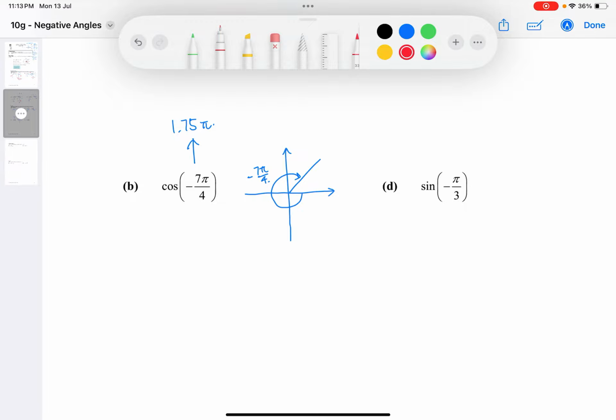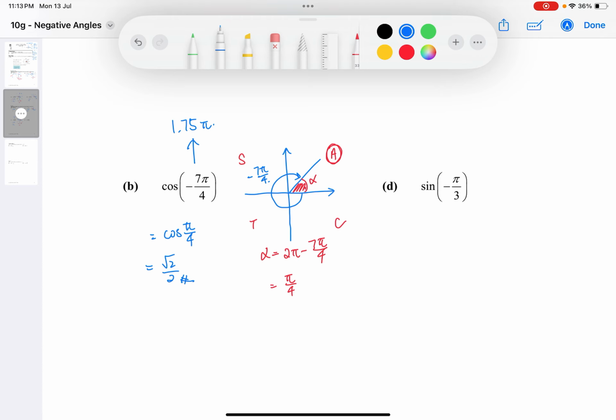Which means that this angle is the basic angle, and the basic angle will be 2 pi minus 7 pi over 4, which is pi over 4. We know that in the first quadrant, all angles are positive. So this will just be equal to the positive of pi over 4, which is root 2 over 2.